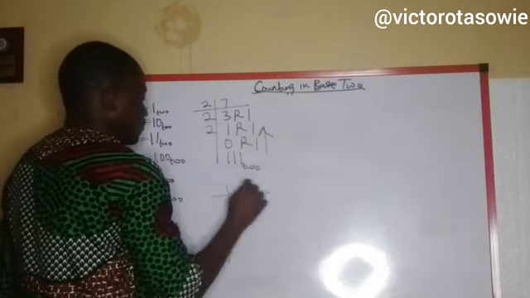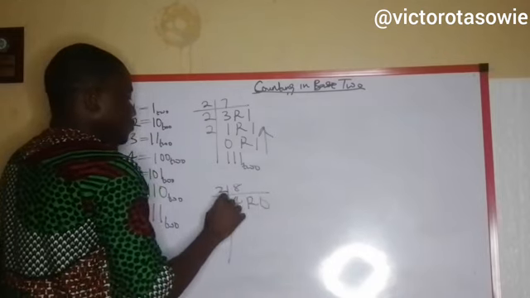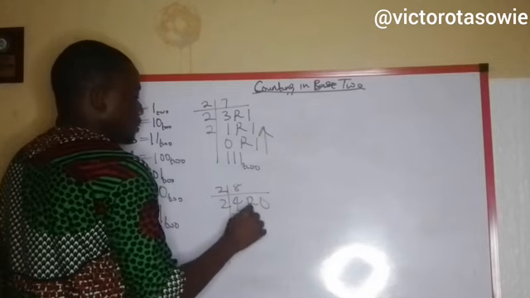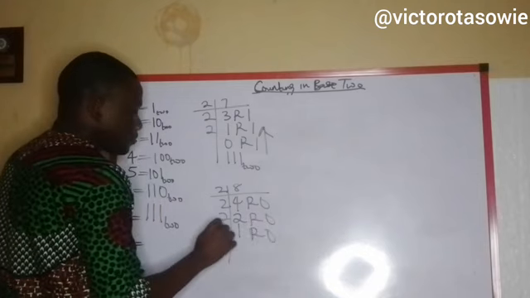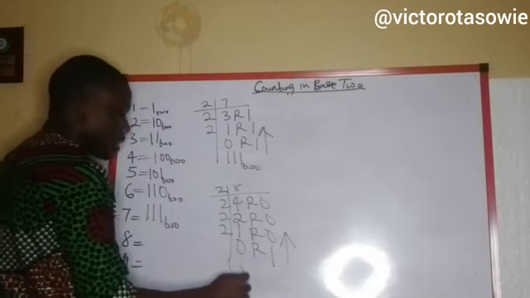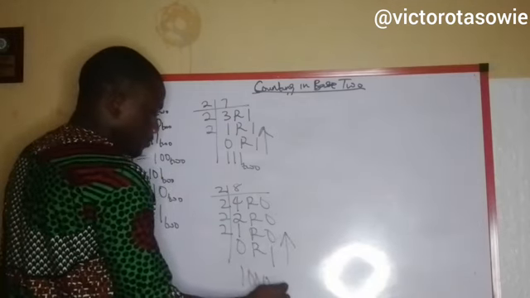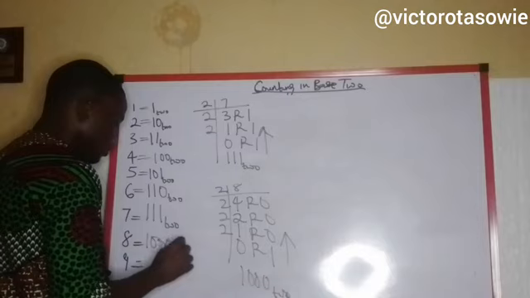For 8, we have 2 into 8 is 4, remainder 0. 2 into 4 is 2, remainder 0. 2 into 2 is 1, remainder 0. 2 into 1 is 0, remainder 1. So this will give us 1, 0, 0, 0 base 2.